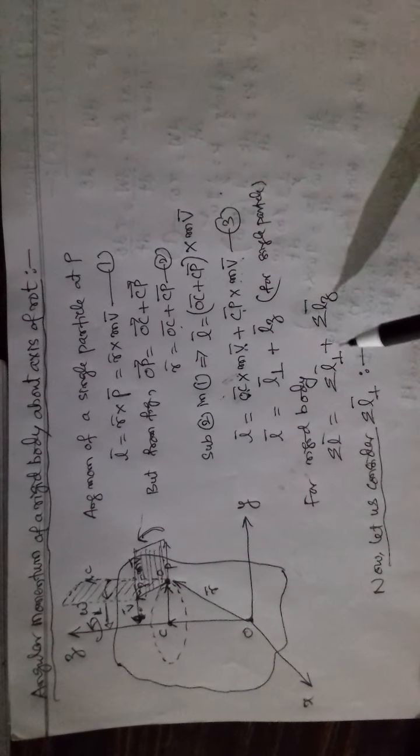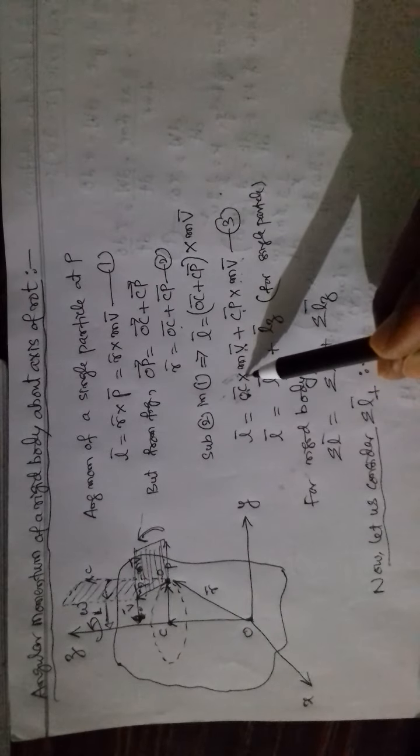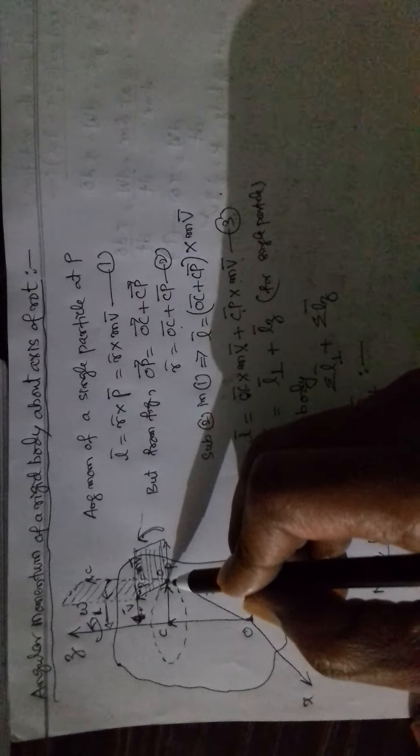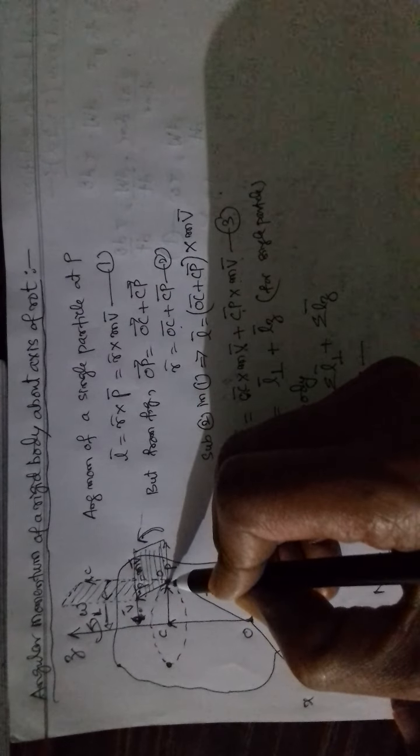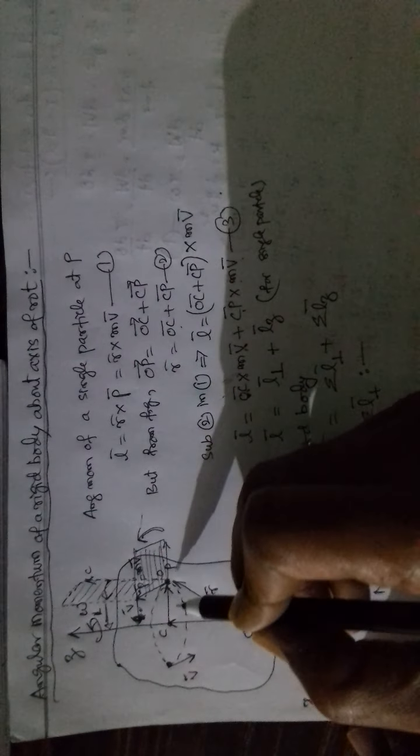See here, already on this side the L value, this is OC cross V. OC cross V gave L in this direction towards the axis of rotation. Now let us consider a diametrically opposite point here. Here the velocity vector is in this direction.